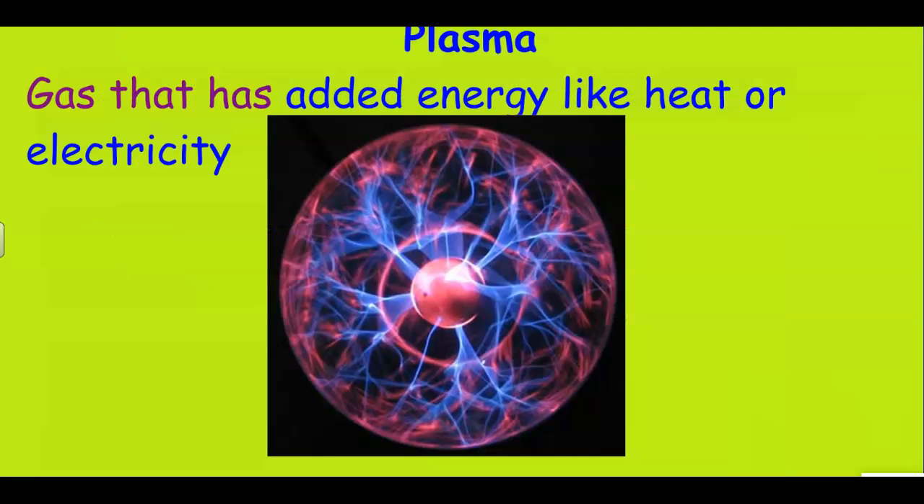The fourth state of matter is plasma. Plasmas are gases with added energy, such as heat or electricity. The molecules in a gas are heated, causing electrons to move around. When electrons move, they can create light. This glowing plasma ball is a great example. Lightning, fluorescent lights, and plasma TVs all rely on plasma to create a glow.